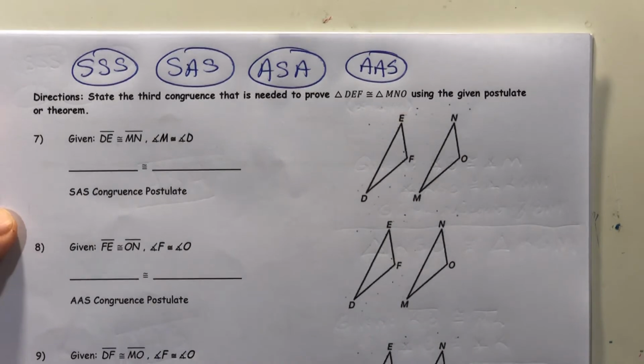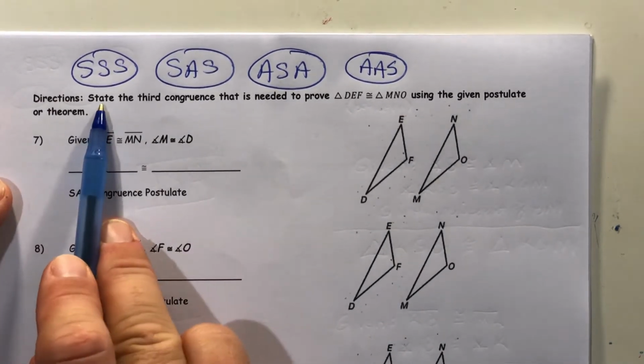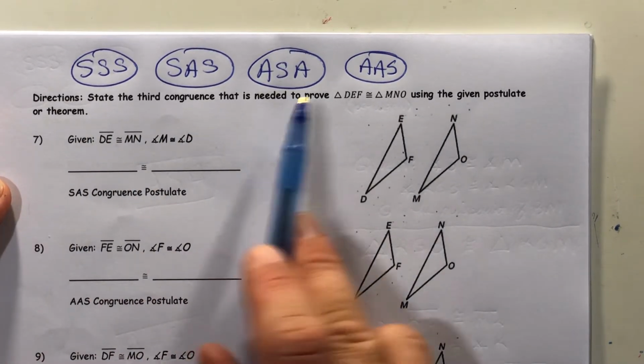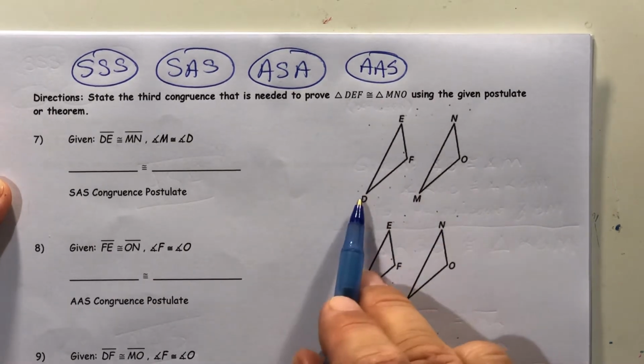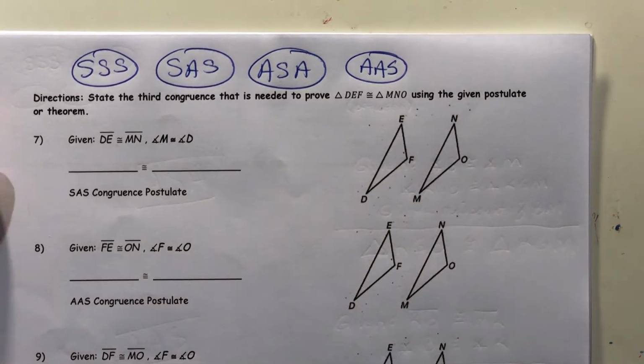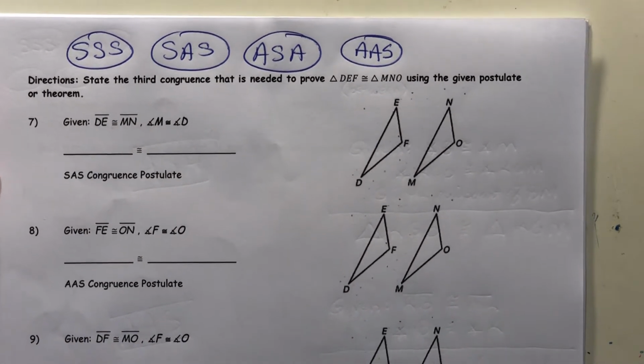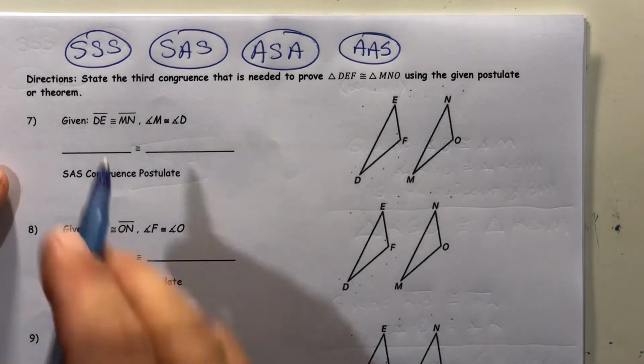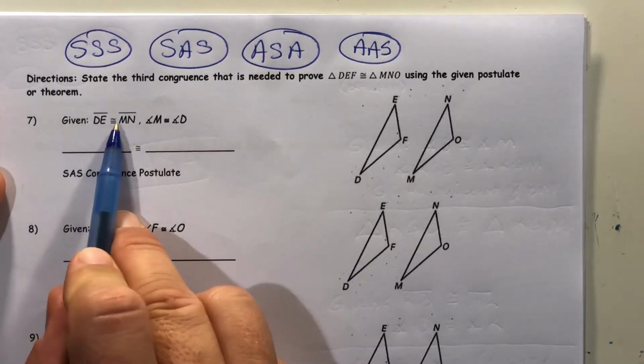All right, so here we go. I'm going to try to make this as quick as possible, but it says to state the third congruence that is needed to prove triangle DEF is congruent to MNO using the given postulate or theorem. So now please take a look. In number 7, all right, and guys, I'm on page 9. Number 7 says given DE is congruent to MN.